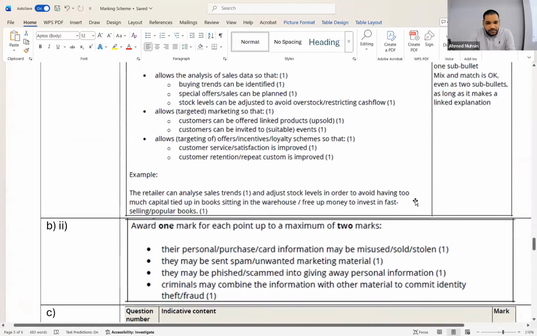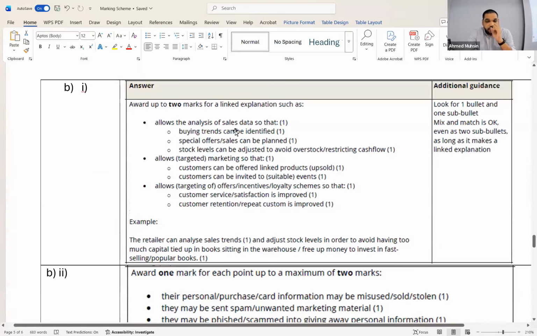What you all said is all here. It allows the analysis of sales data so that he can identify buying trends and plan special offers. Stock levels can be adjusted, so you do not overstock. Targeted marketing can be done, upselling and cross-selling can be done. You know what they have bought earlier. It also allows targeting of offers, incentives and loyalty schemes to improve customer satisfaction and customer retention.